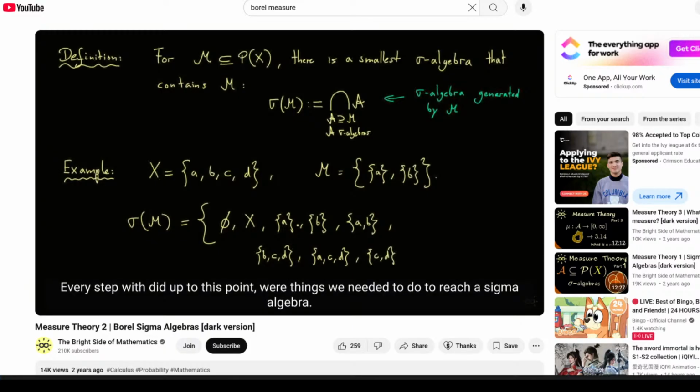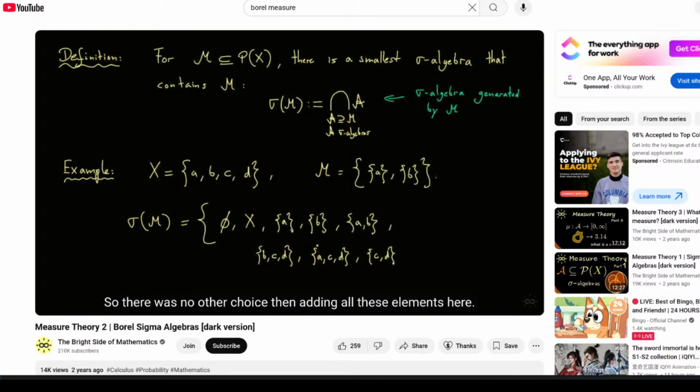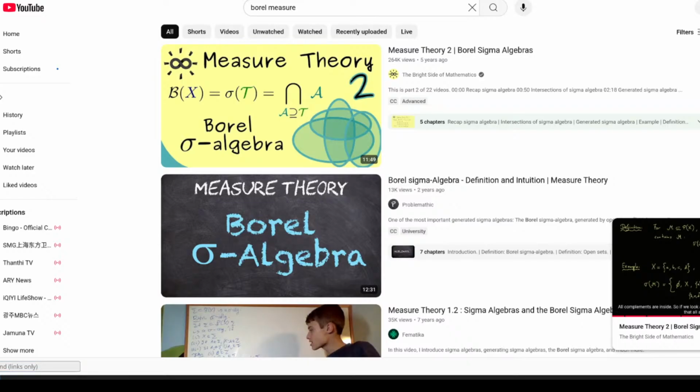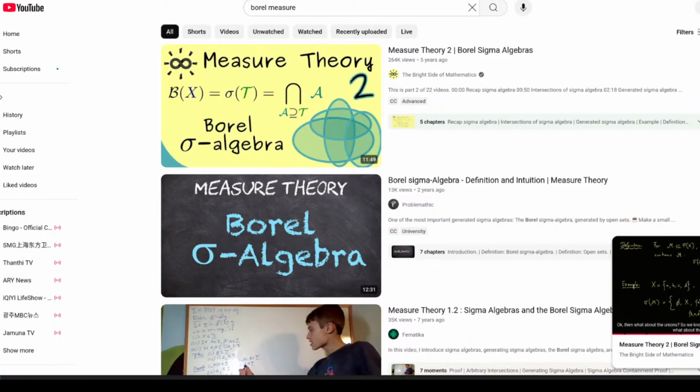Every step we did up to this point were things we needed to do to reach a sigma algebra. So there was no other choice than adding all these elements here. The question still remains, was this sufficient? So did we get to a sigma algebra yet? This is what we can now immediately check. So for example, the first rule is fulfilled. Empty set and X are inside. All complements are inside. So if we look at complements here and here, you still see all are there. Okay, then what about the unions?